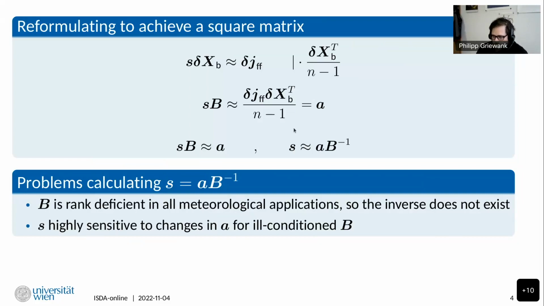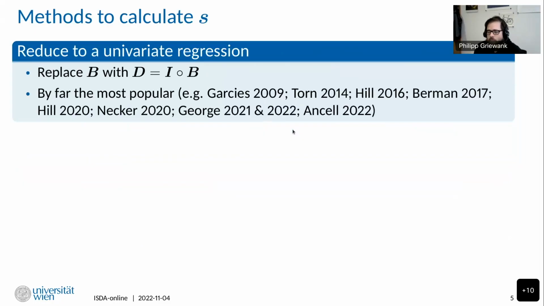Okay, but just because it's not possible, people have done it anyway. And the first way that this has been done, and by far the most common, is that you just get rid of all the covariances. So in the end, you reduce it down to univariate regression. So in equation terms, that means you replace the B matrix, the ensemble covariance, just with the diagonal. And it's been used in various studies here. I think I listed a good part of them for various purposes. And of course, once you diagonalize the matrix, it's trivial to invert it.